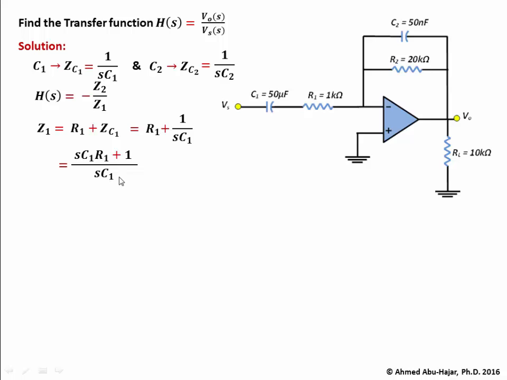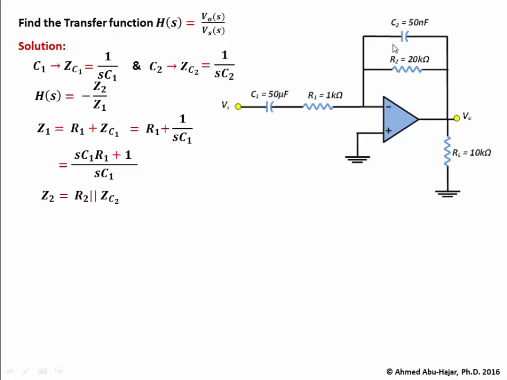We like to write it in this form because usually we like to represent the transfer function as a rational function. And to do that, we like to simplify the impedances also as rational functions. The next thing we're going to do is evaluate Z2. And Z2 is basically the parallel impedances of R2 and C2.